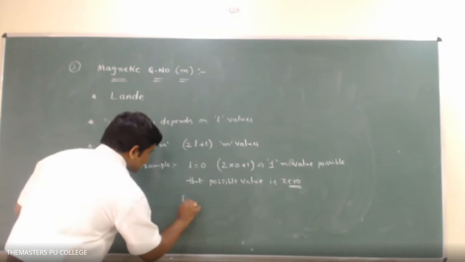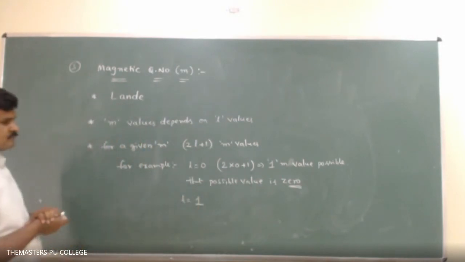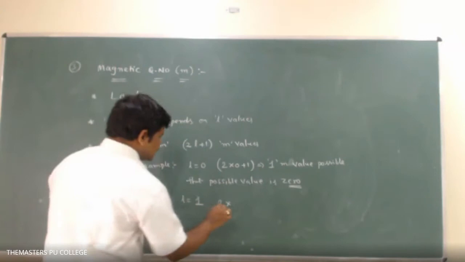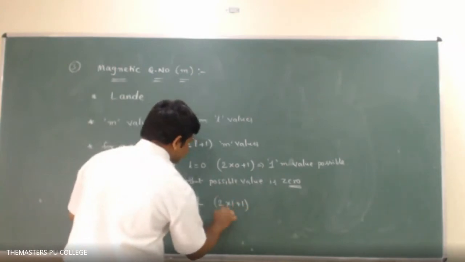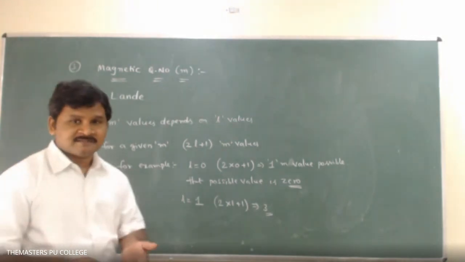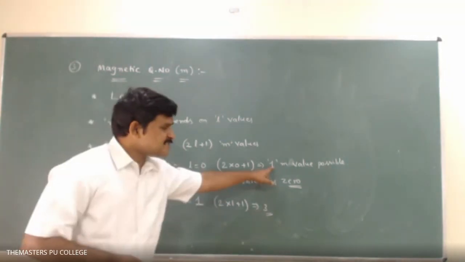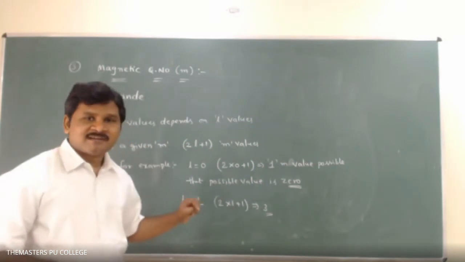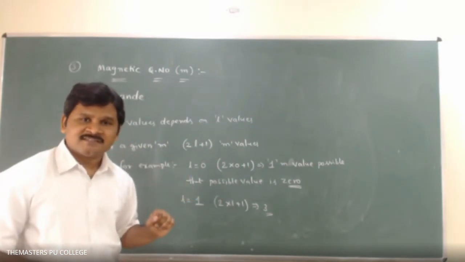One more example, no need to worry. L is equal to 1. How many M values are possible? 3. 2 into 1 plus 1 is 3, right? What are those 3 values? Here 3 values are possible. What are those 3 values? Very simple: 0, plus 1 and minus 1.